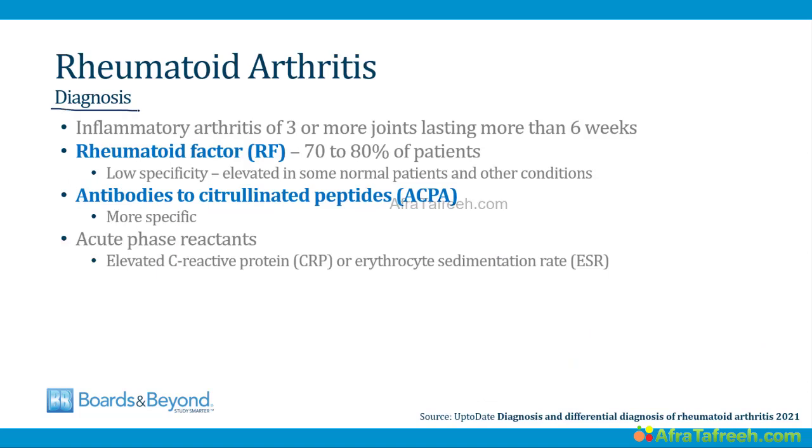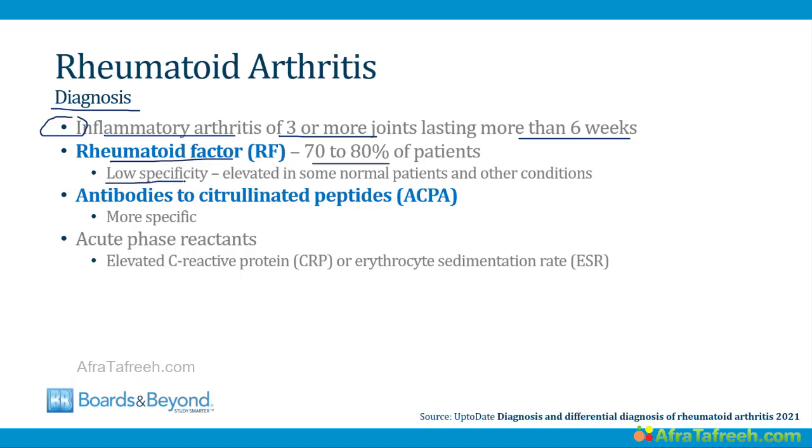Let's talk about the diagnosis of rheumatoid arthritis. So generally, to meet criteria for rheumatoid arthritis, patients need to have an inflammatory arthritis of 3 or more joints that lasts more than 6 weeks. In addition to this clinical feature, there are some blood tests that support the diagnosis. The first is measurement of a rheumatoid factor. This is positive in 70 to 80% of patients with RA.